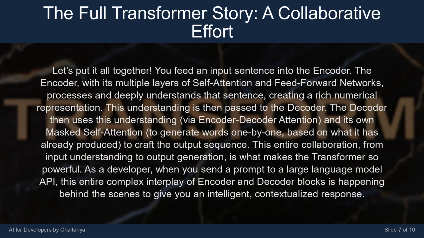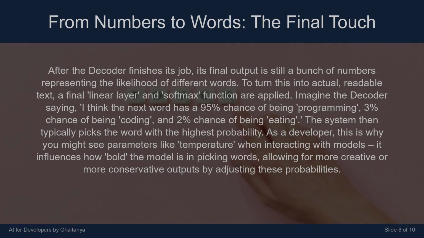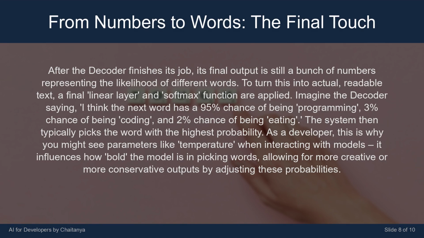As a developer, when you send a prompt to a large language model API, this entire complex interplay of encoder and decoder blocks is happening behind the scenes to give you an intelligent, contextualized response. After the decoder finishes its job, its final output is still a bunch of numbers representing the likelihood of different words. To turn this into actual, readable text, a final linear layer and softmax function are applied.